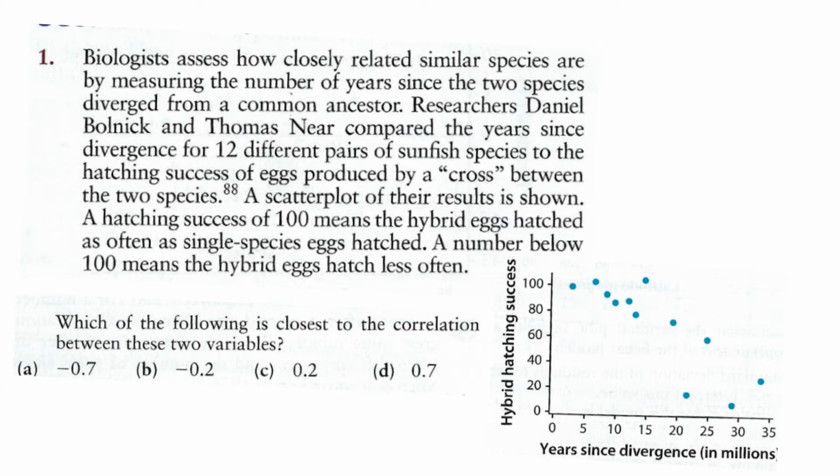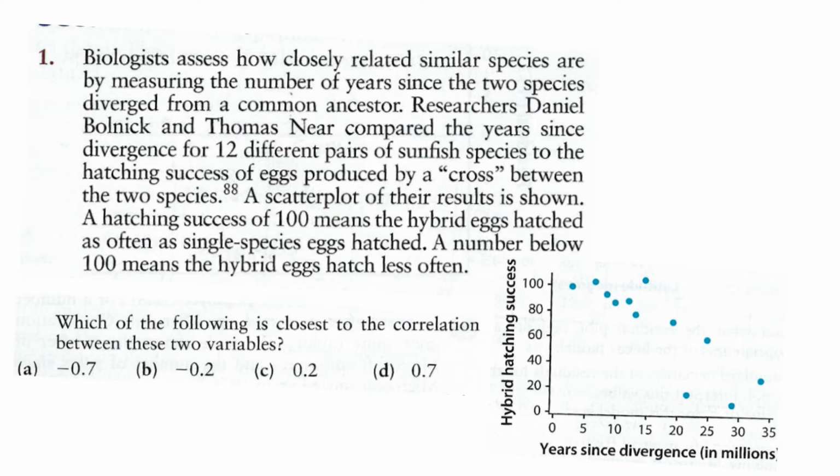Biologists assess how closely related similar species are by measuring the number of years since the two species diverged from a common ancestor. Researchers Daniel Bolnick and Thomas Near compared the years since divergence for 12 different pairs of sunfish species to the hatching success of eggs produced by a cross between the two species. A scatter plot of the results is shown. A hatching success of 100 means the hybrid eggs hatched as often as the single species eggs hatched. A number below 100 means the hybrid eggs hatch less often.